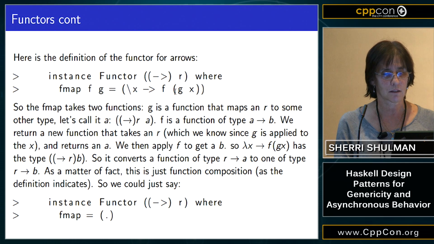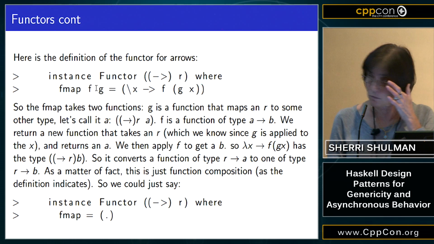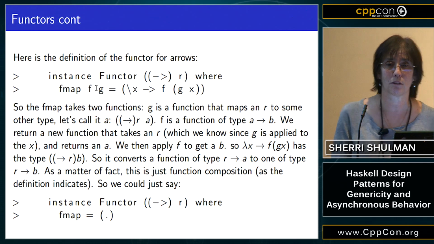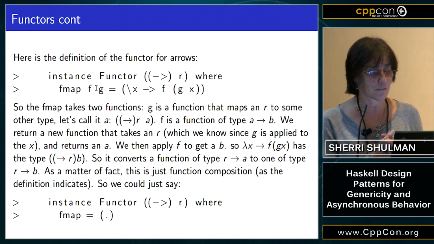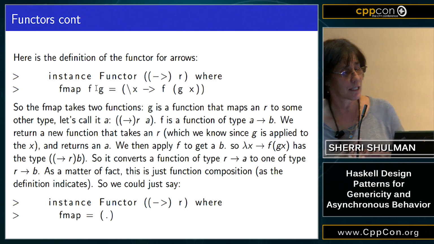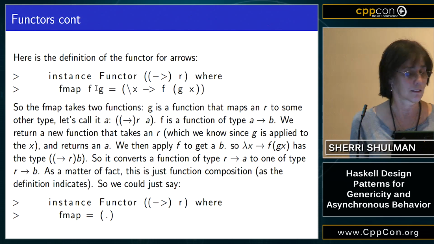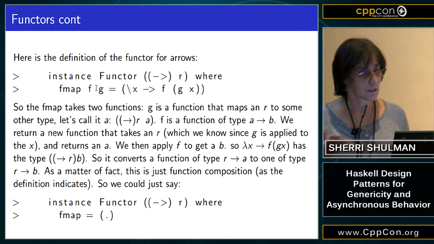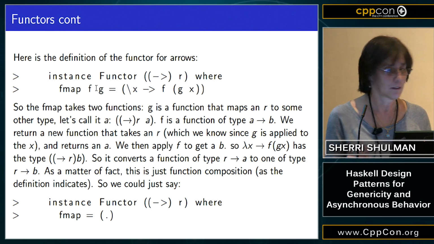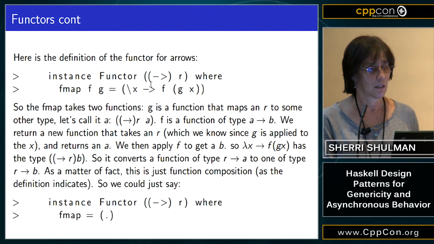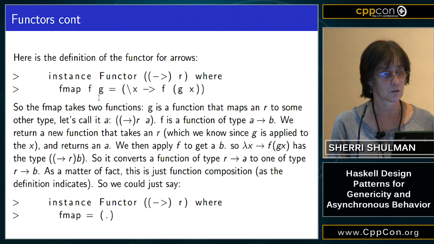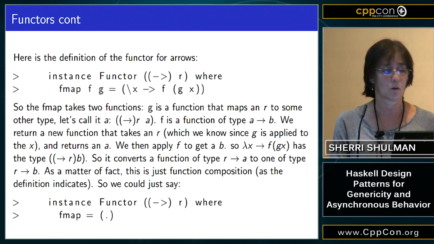I already know now that g is a function. But if you remember, the type of fmap is it takes a function from a to b, and it takes something that is a functor, in this case an arrow r, because that's what we said we had. So therefore I know that g is an arrow r.